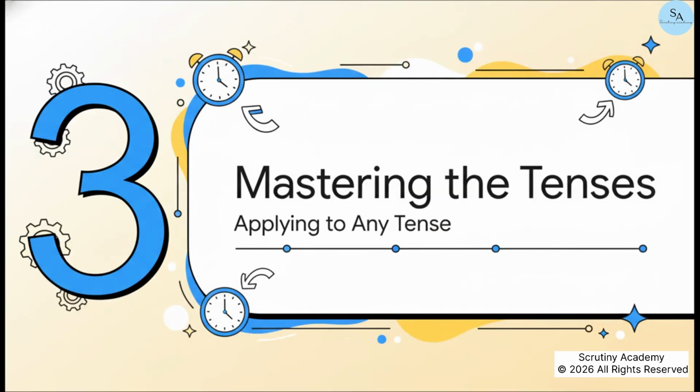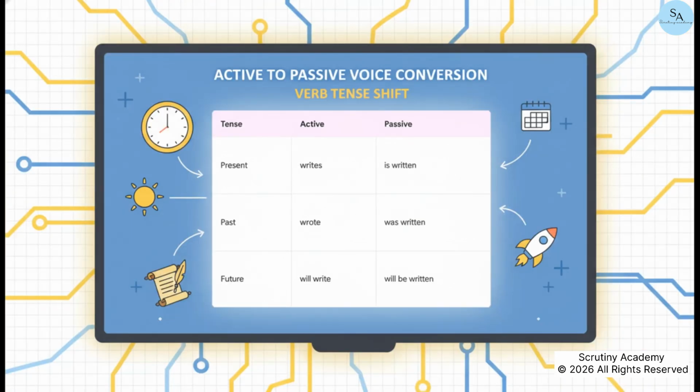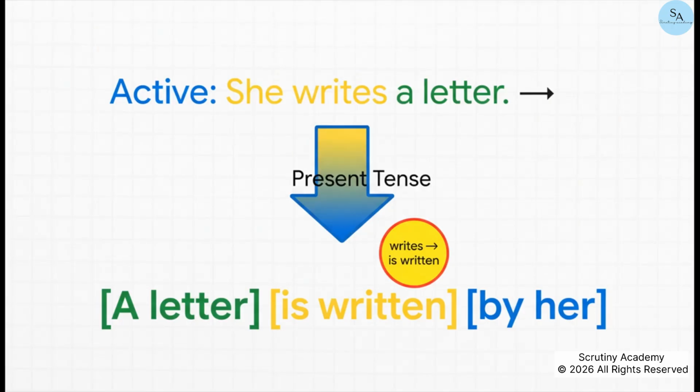But you might be thinking, what about different tenses? Present, past, future? Does the rule still work? Yes, it does. And it's actually way easier than you think. Okay, this is the most important thing to remember about tenses. The main verb, that V3 form, it never changes. It's always going to be written or completed or eaten. The only thing that changes is that little be verb right before it. We just match it to the tense. Is for present, was for past, and will be for future. That's it.